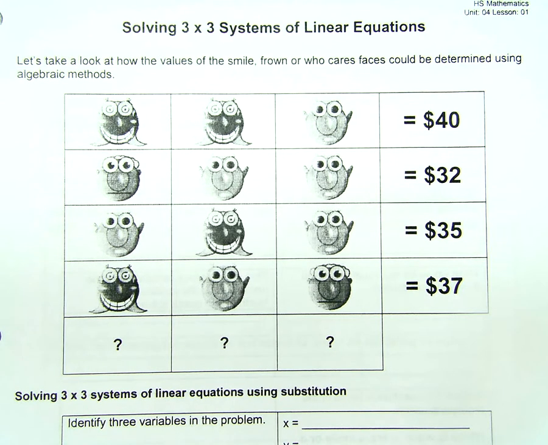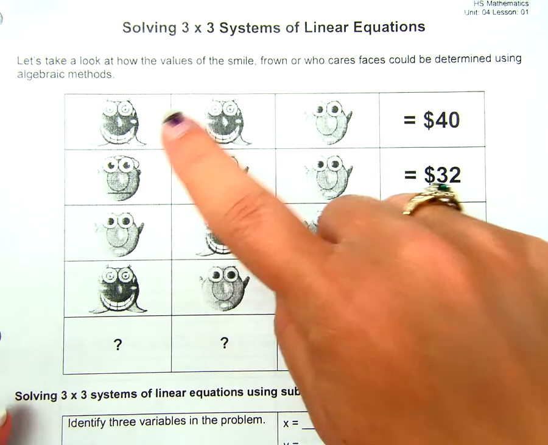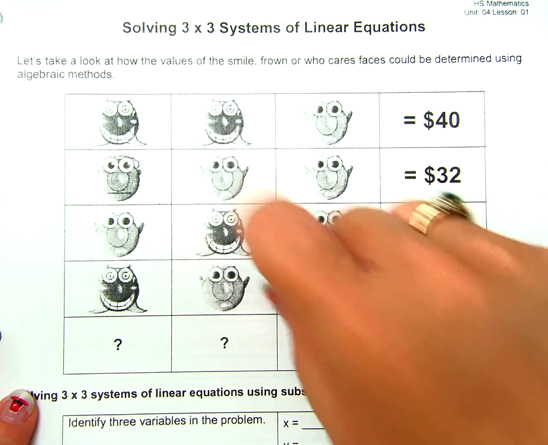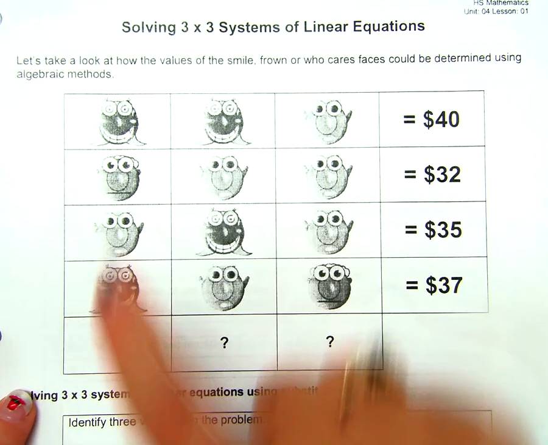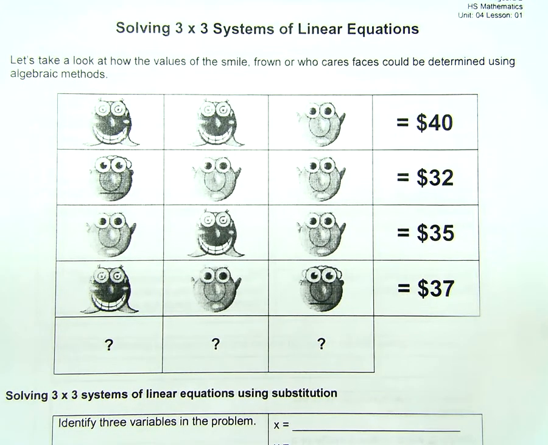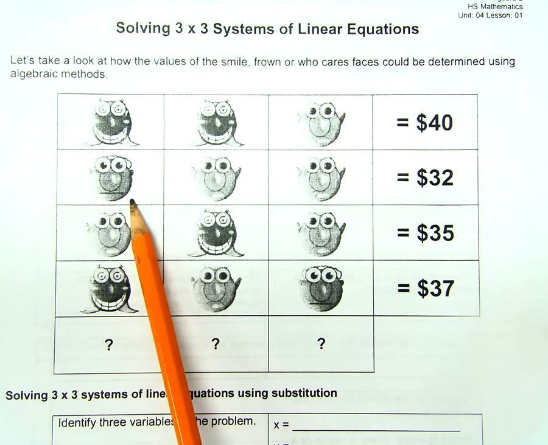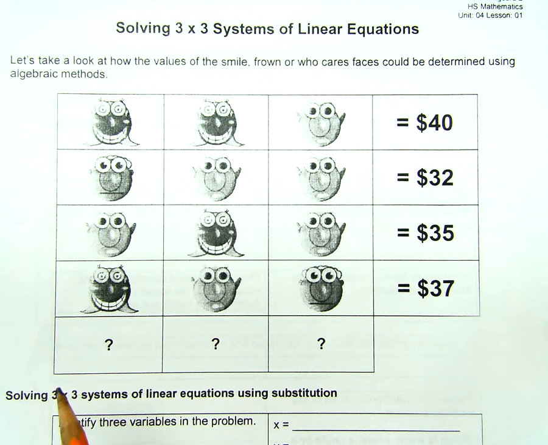Okay? So, let's look at these faces. What kind of faces do you see? Don't say creepy. Describe them. So we see happy, sad, and indifferent. Okay? Can we make it a little easier than that? And say smiling, frowning, and who cares? Who cares? Okay?